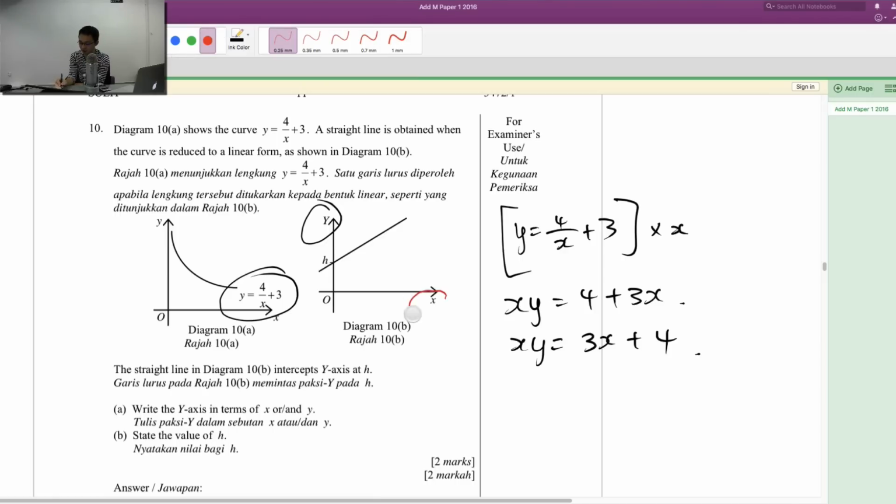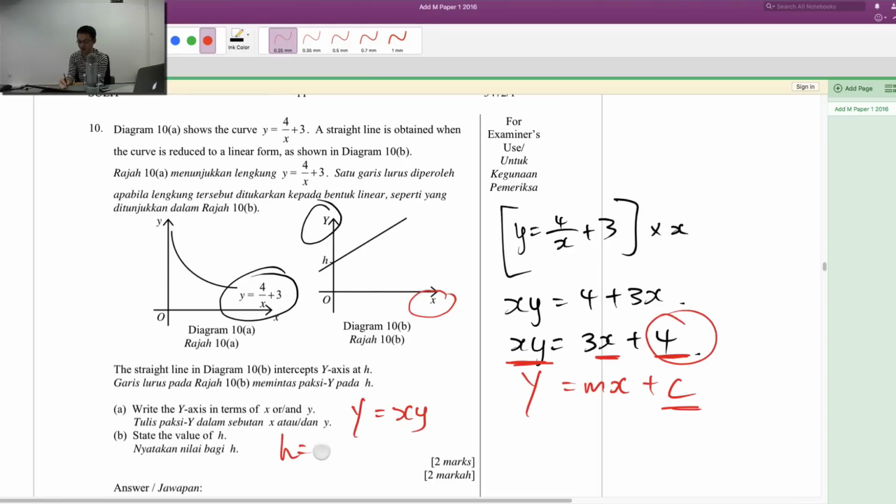Why do I know this equation is correct? Because here they give you a very big hint: the x-axis remains x. That means this one must remain x, and this is my Y. So my Y over here is just xy. This is y equals mx plus c, and this is my c. They ask about h, and h is just c, which equals 4. That's all. That's why they give you only 2 marks.